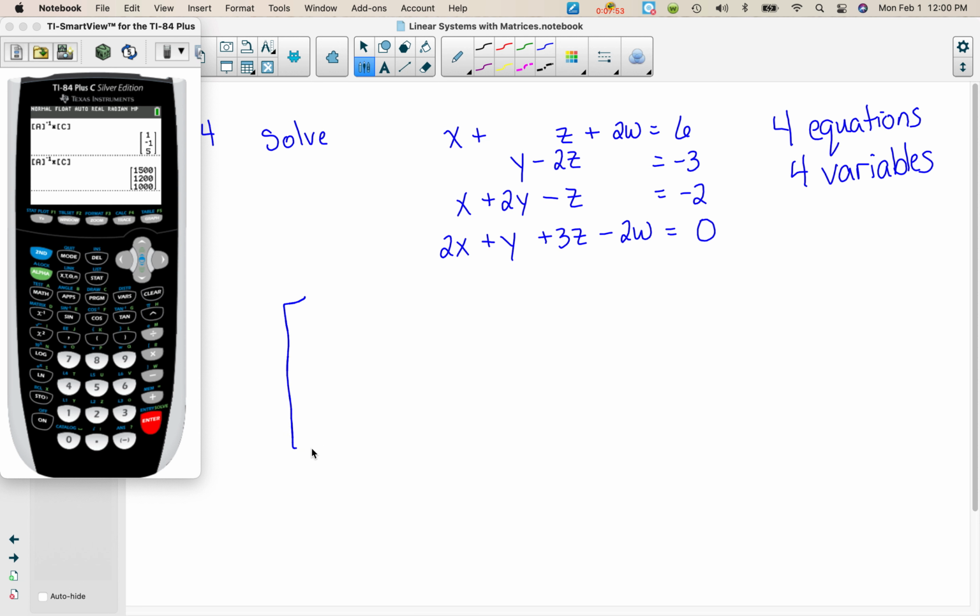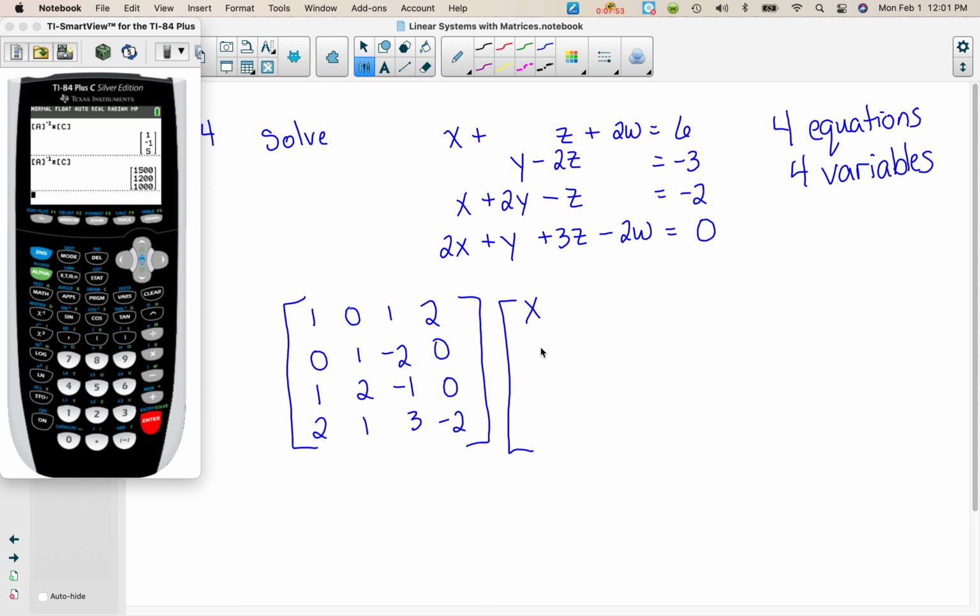However, we can do just a bigger matrix. So we would have a 1, I left gaps just so it makes it easy, a 1, 0, 1, 2, a 0, 1, -2, and 0, 1, 2, -1, and 0, 2, 1, 3, and -2. We'd have x, y, z, w. And my answer matrix, 6, -3, -2, 0. I'm going to pause this so you don't have to sit here while I'm typing it all in.